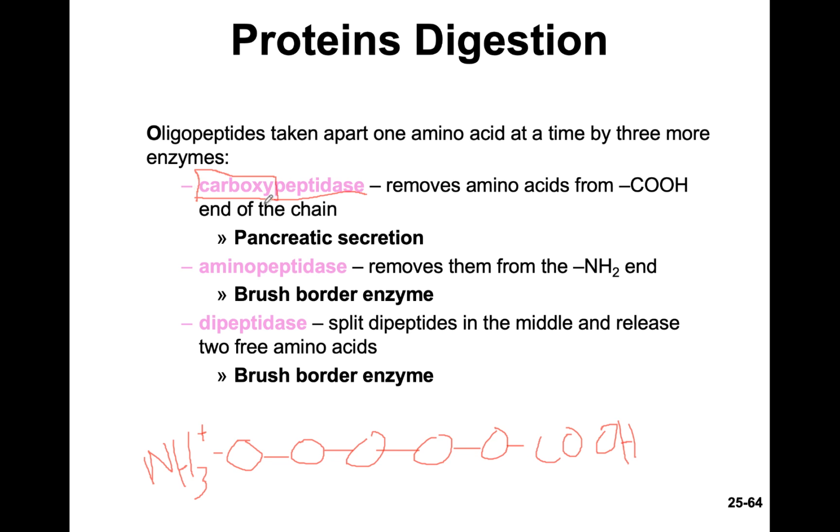The prefix is carboxy, so we're going to start cutting at the carboxyl terminal. Carboxypeptidases are enzymes that cut the bond of the amino acid on the carboxyl side. So a carboxypeptidase is going to cut right here. Where do you think an aminopeptidase is going to cut? It has the prefix amino. Well, it's going to cut right here.